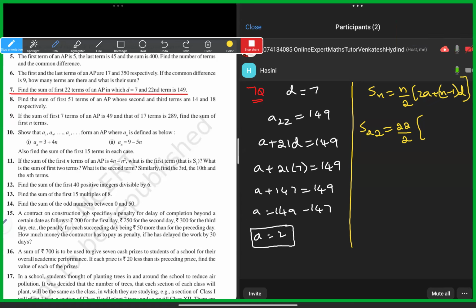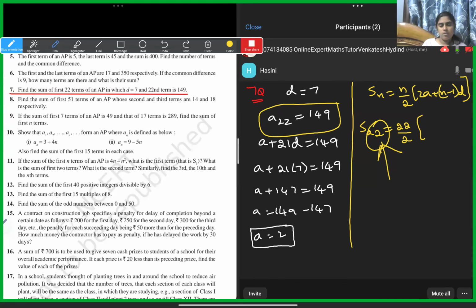So we can use it. Whatever n-related sum we want, that is S22, and the related term is A22. Here, whatever the number of terms n is, that particular term is 149. So we can write this using the second formula as n by 2 into (a plus an). An means A22, which is 149.